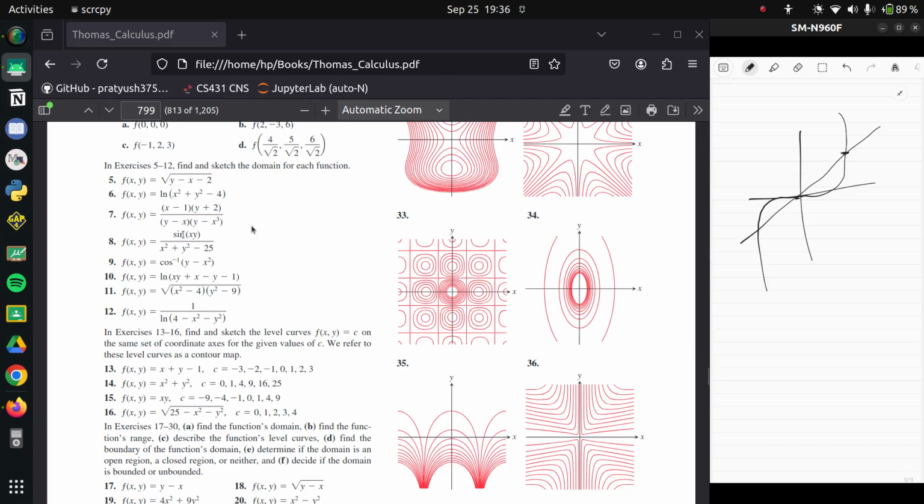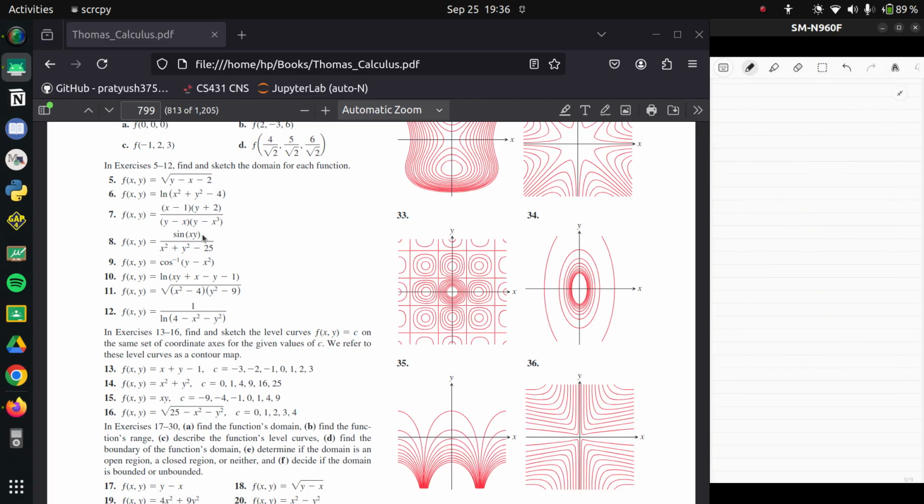Okay. f of x equal to sine of xy upon x squared plus y squared minus 25. Once again the same stuff: x squared plus y squared minus 25 should not be 0. So what should not happen is you shouldn't lie on this circle. Apart from that, everything is good. This is the circle with radius 5 centered around 0. So it's once again an open unbounded set.